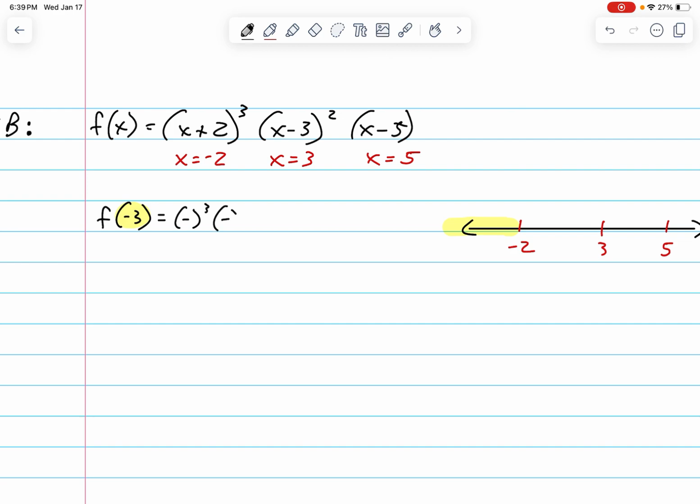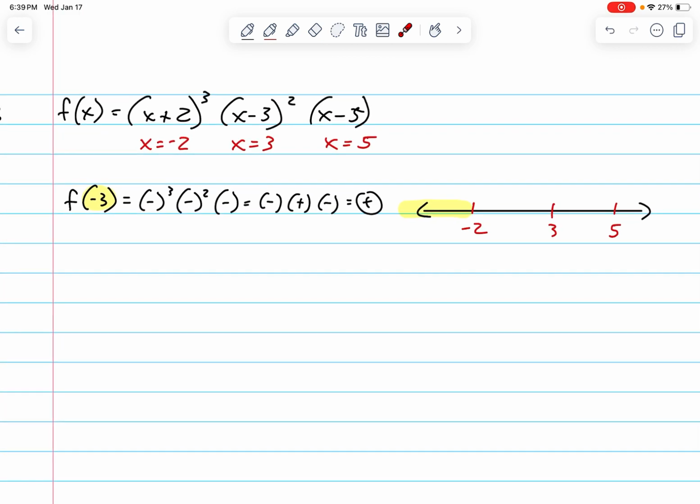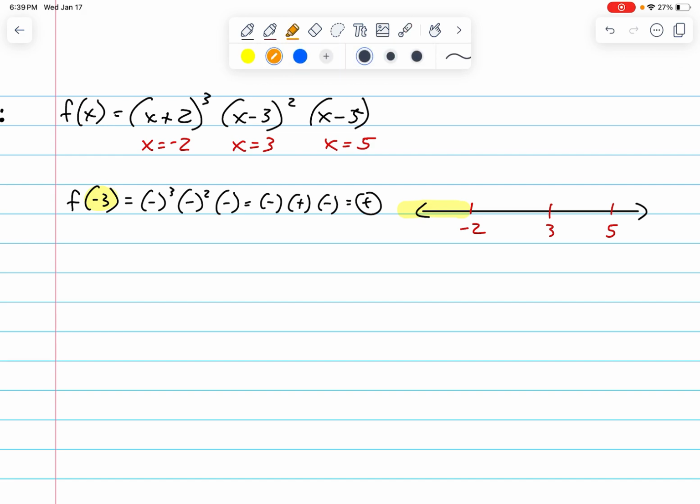-3 in the second factor, that would be a negative squared. In the third factor, that x minus 5 would be a negative. Negative cubed is negative, negative squared is positive. And if I multiply those 3, the total is a positive. These two give me a negative times a negative, which gives me a positive. So I'm just checking to see whether my function will be above or below the x-axis, essentially positive or negative intervals.